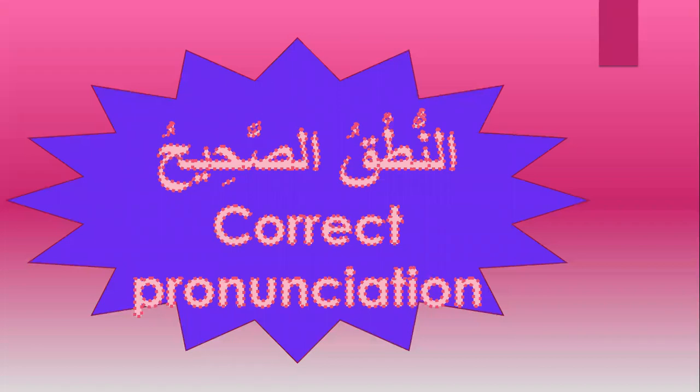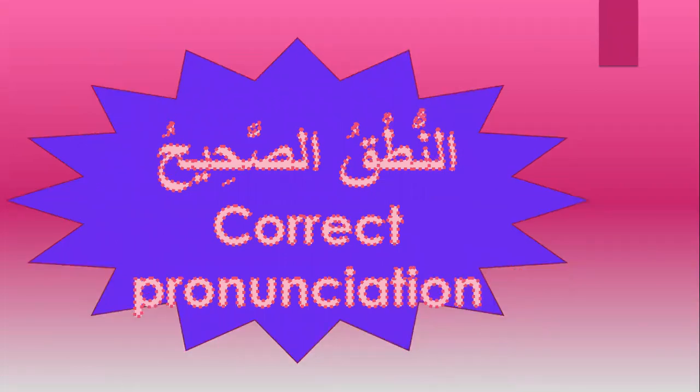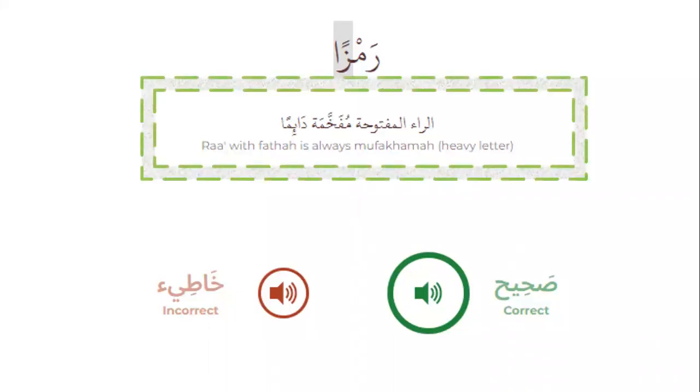Let's go to the correct pronunciation, النطق الصحيح. Now we will practice how to pronounce the sound of ra with short vowels, long vowels, and sukun, tanween, shadda. Ra with fatha is always mufakhama, heavy letter, okay? Example, ramzan, it's ra, not ra. Please repeat, ramzan.